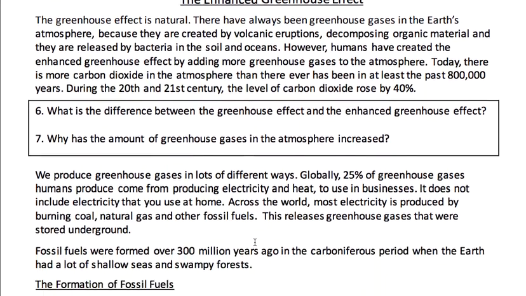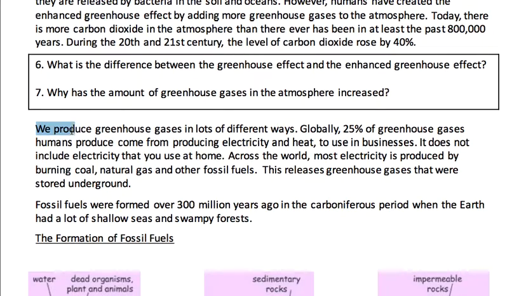Alright, let's move on to the second paragraph now. So we're tracking from "we produce", I'll read it, you follow. We produce greenhouse gases in lots of different ways. Globally, 25% of greenhouse gases humans produce come from producing electricity and heat to use in businesses. It doesn't include electricity that you use at home. Across the world, most electricity is produced by burning coal, natural gas, and other fossil fuels. This releases greenhouse gases that were stored underground.